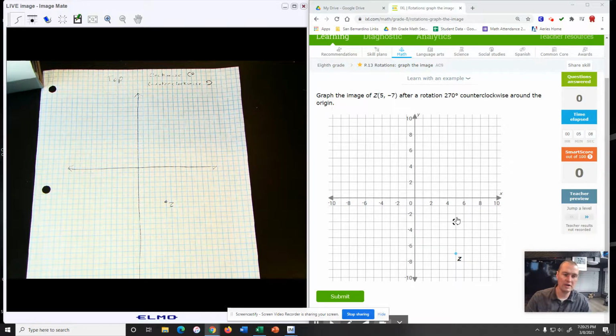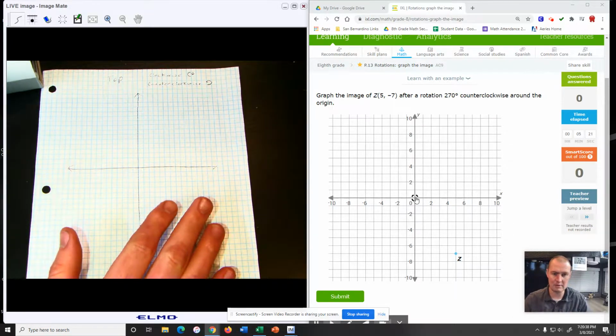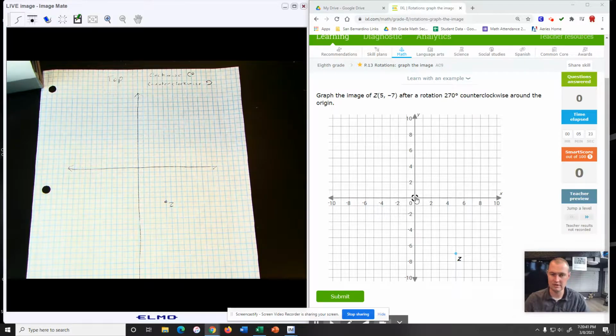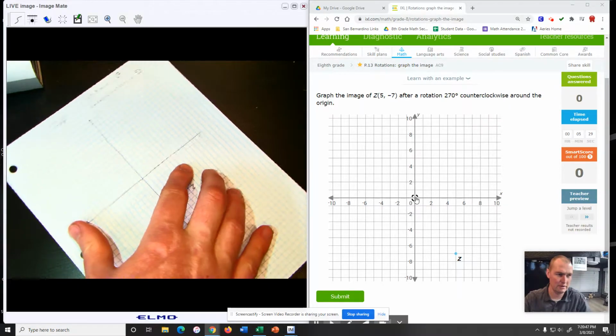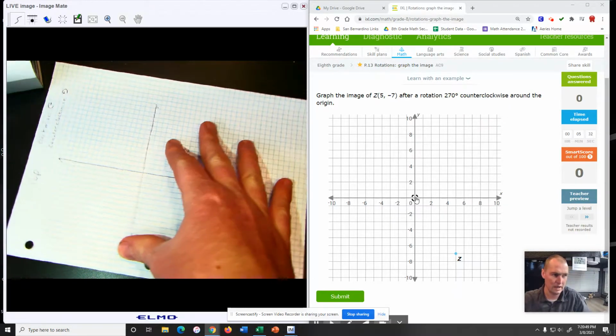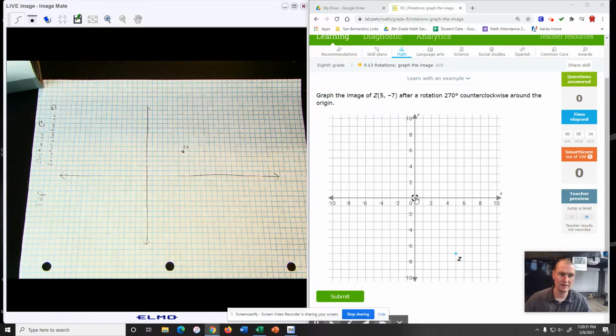Now, according to your IXL, you got to place this point with a rotation of 270 degrees counterclockwise around the origin. The origin means around the point 0, 0. Okay, so what we're going to do is we're going to take our paper and we're going to turn it counterclockwise. Every turn is 90 degrees, so watch how this works. So I'm going to turn it counterclockwise this direction, and right there is 90 degrees. Well, I need 270, so what about another 90?